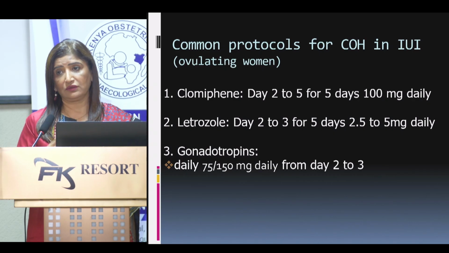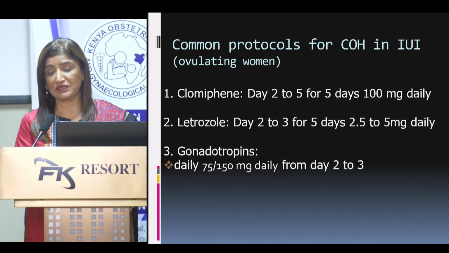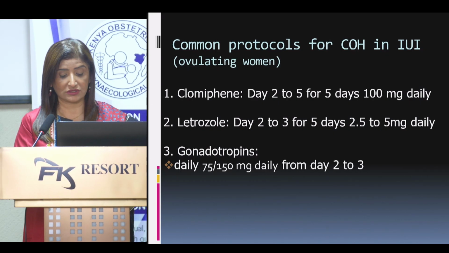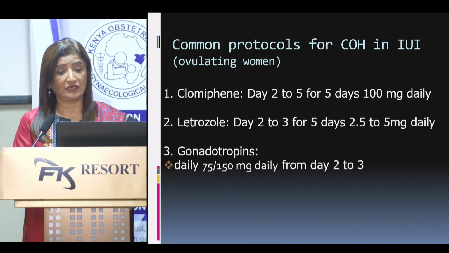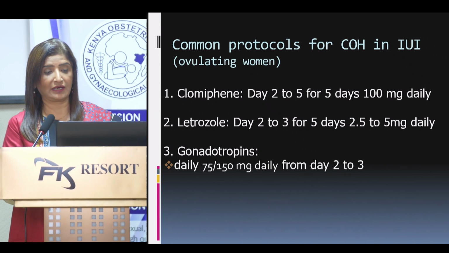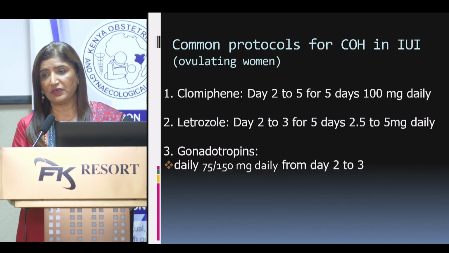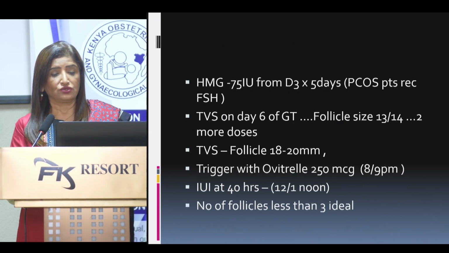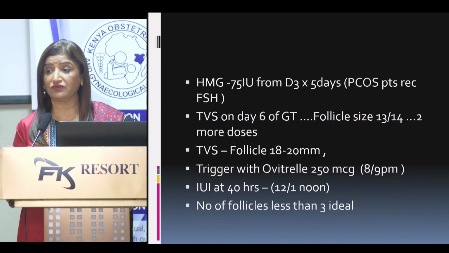In clomiphene, we normally start from day 2 or day 3 for 5 days. You can start with 100 milligrams in normal ovulating patients, but in PCO patients it is advisable to start with 50 milligrams daily. Similarly, letrozole, you can start from day 2 to day 5, from 2.5 milligrams daily for 5 days. And gonadotropins, we usually don't go beyond 150 if we are doing it for IUI. So normally what we do is, nowadays, I'll come to the mechanism of action of clomiphene and letrozole.